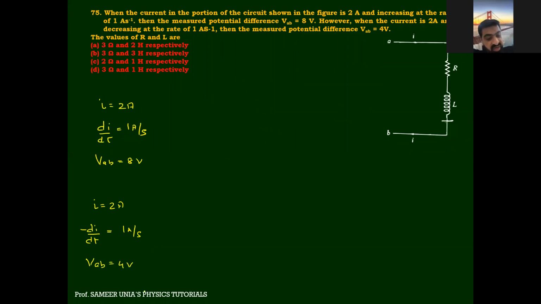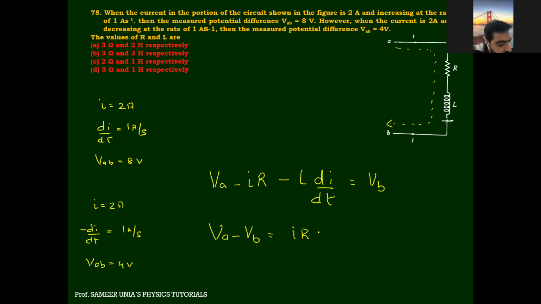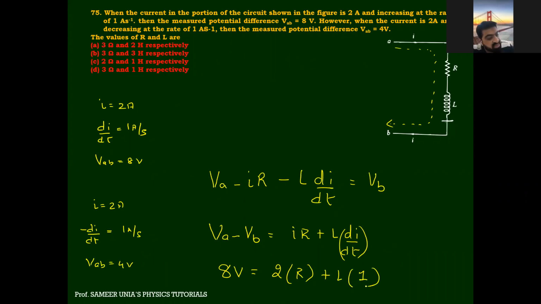Now look carefully. I will apply Kirchhoff's law by taking my finger in this direction. So can I say VA minus IR minus L di by dt, if you remember, is equal to VB. So VA minus VB is equal to plus IR plus L di by dt. There will be two equations made. VA minus VB in the initial case is given as 8 volt. I is given as 2, R I don't know, L I also don't know. Di by dt in the first case is given as 1. So 8 is equal to 2R plus L. This is equation 1.